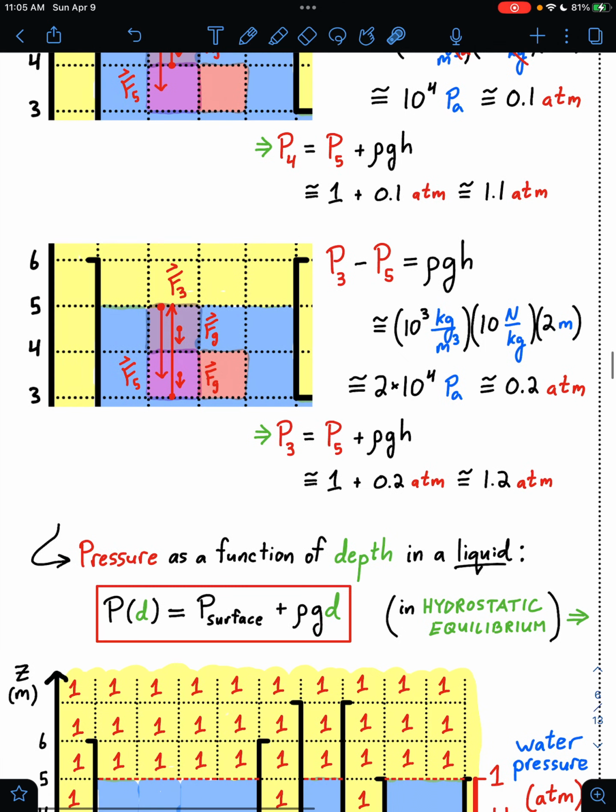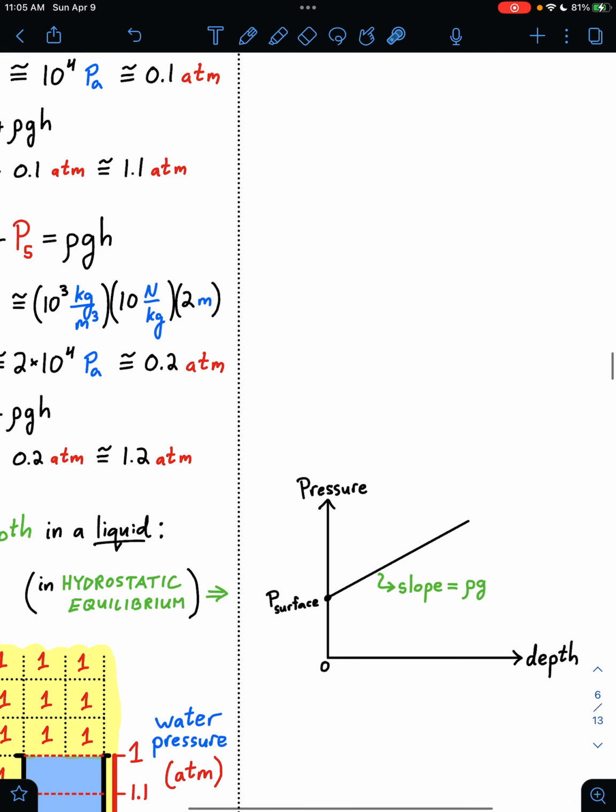Graphed, it would be a line with a slope of rho g, which would look like this here. Pressure as a function of depth. So at the surface, the pressure matches the pressure of the gas that's above it, and then the pressure increases linearly with depth, the slope there being that rho g term. It depends on the density of the liquid and the planet that you're on.